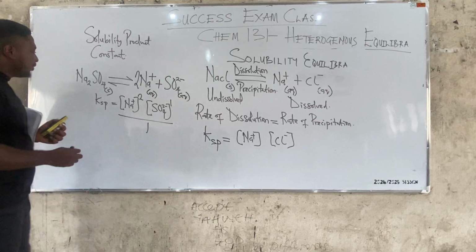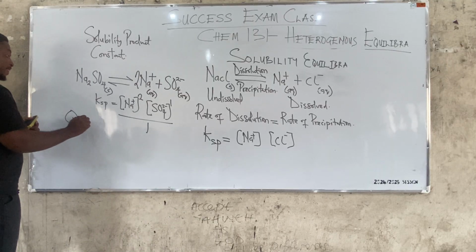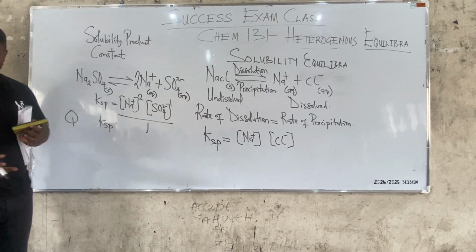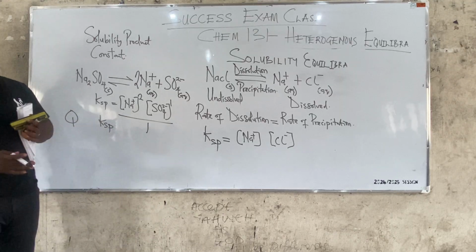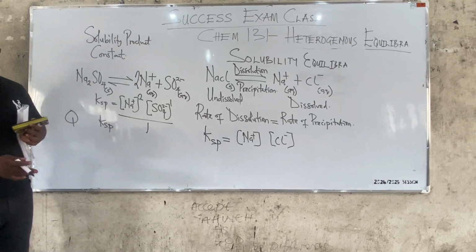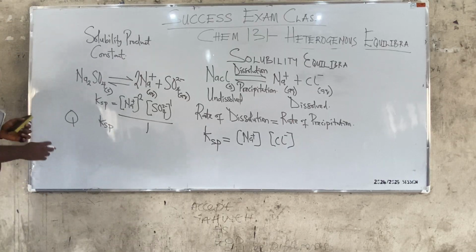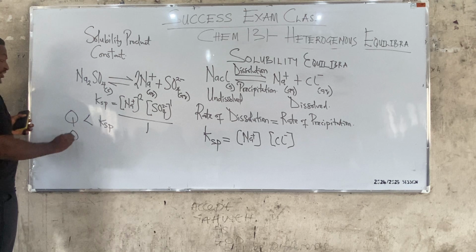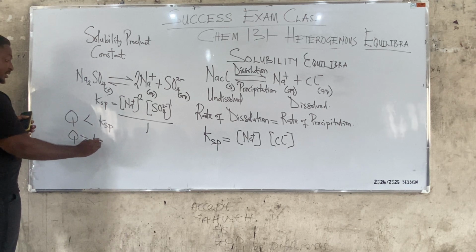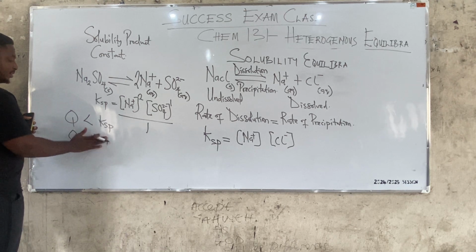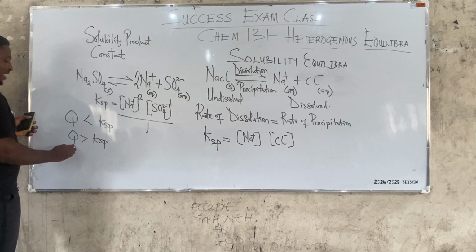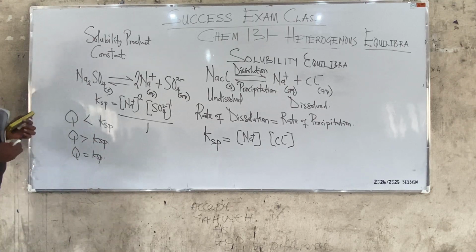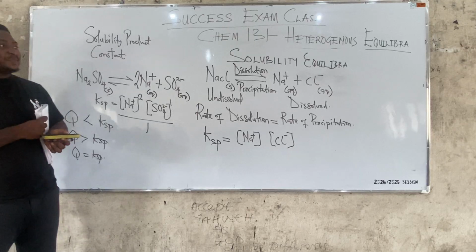We also have a relationship between Q and Ksp. Do you remember when we had a relationship between Q and Kc? We also have a relationship between Q and what? Ksp. Class, it's not difficult. When Q is less than Ksp, you can predict what is happening in the reaction. When Q is greater than Ksp, you can predict what is happening. When Q is equal to Ksp, you can predict what's happening in the what? Reaction. So let's start with when Q is less than Ksp.